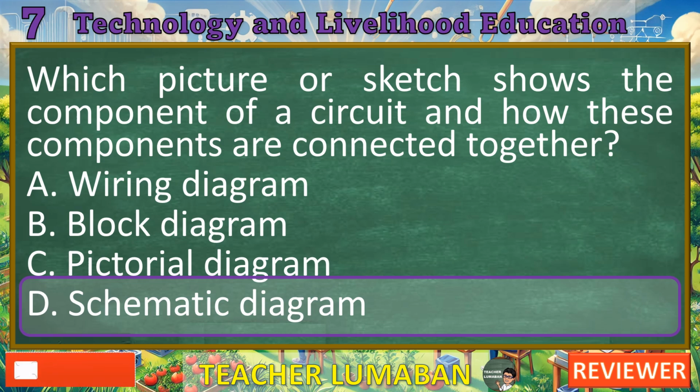A. Wiring diagram. A wiring diagram shows the physical connections and arrangement of wires in a circuit but typically does not use standard symbols for each component. B. Block diagram. A block diagram provides a high-level view of a system or process, illustrating major components or functions, but it doesn't show specific components or their detailed connections.